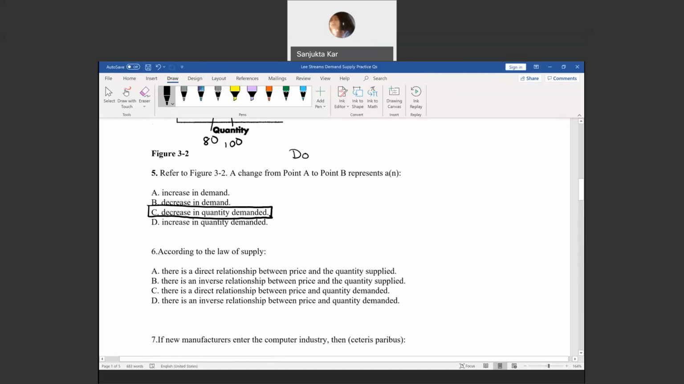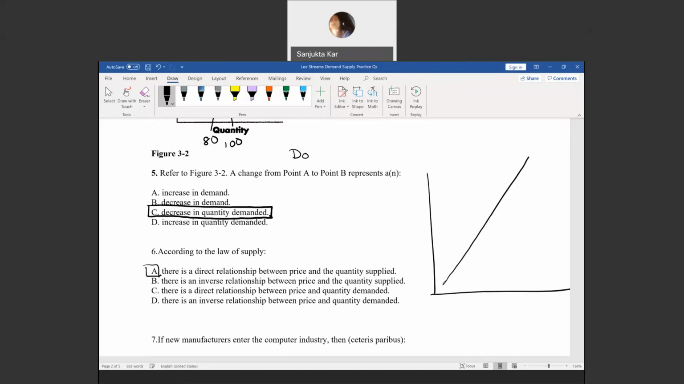Question 6. According to the law of supply, there is a direct relation between price and quantity supplied. This is how my supply curve looks. This is the price, this is the quantity supplied. The price is $1, quantity supplied is 10 units. Price goes up to $2, quantity supplied is 20 units. We see as price is increasing, quantity supplied is also increasing. So here we have a direct relationship.